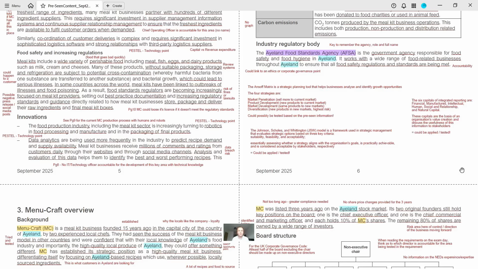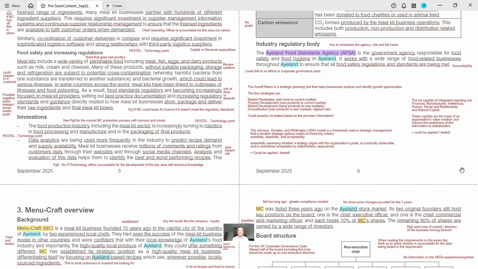We then also have the Johnson, Scholes and Whittington JSW model, and this is a framework used in strategic management that evaluates strategic options based on 3 criteria. So is the decision suitable, is it feasible, and is it acceptable? And essentially assessing whether a strategy aligns to the organisation's goals, which we are actually provided in terms of some of the KPIs and the board of directors as well. And this is where, again, I believe it could be applied or tested come the exam day.